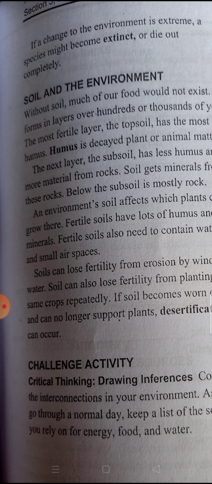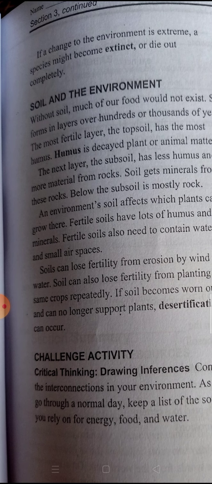So we have two kinds of soil. What are these kinds? Try to remind me. Topsoil and subsoil. Soil forms in layers over hundreds or thousands of years. The most fertile layer is the topsoil.